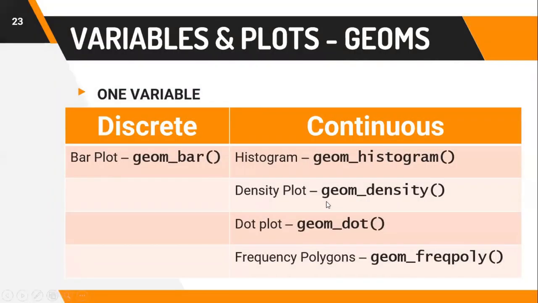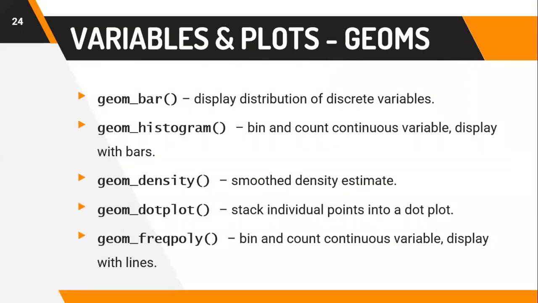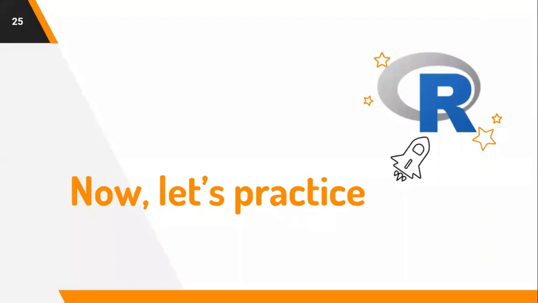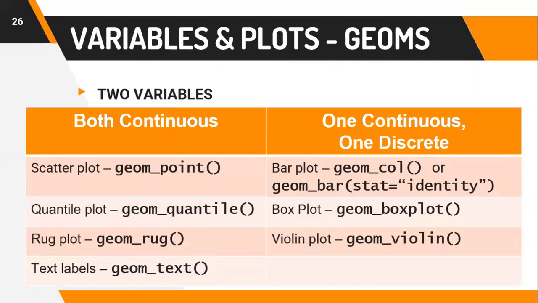Okay, so this is what I did. By giving you the description of the various geometries, then right in the slide, I said, now let's practice, but we've practiced it already. So let's move on to two variables now. So it means that by breaking it down to discrete and continuous, it makes it very easy for you to identify which sort of plot to create for a particular variable, right? So now we have two variables. Now with two variables, we have a variable mapped to the x-axis and a variable mapped to the y-axis. So we have an x and a y, okay?